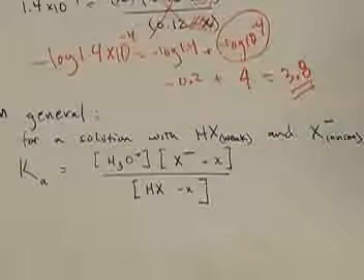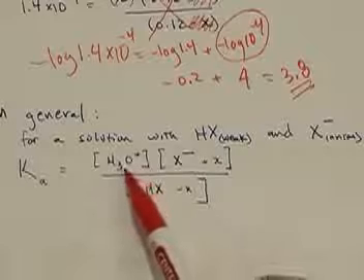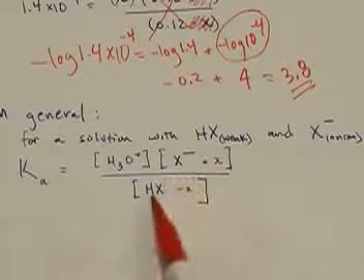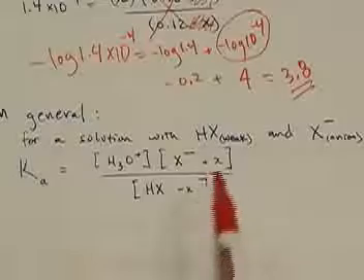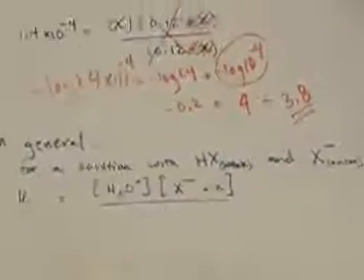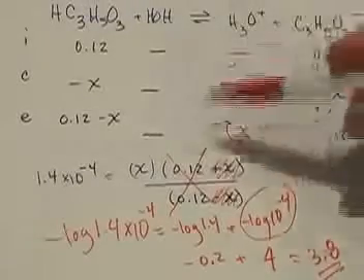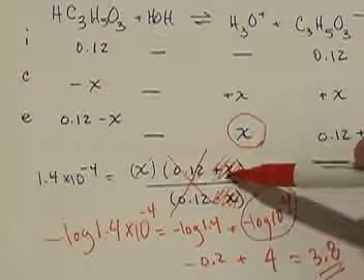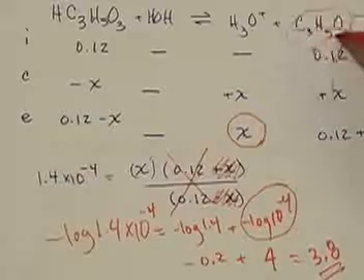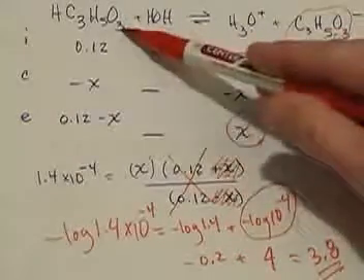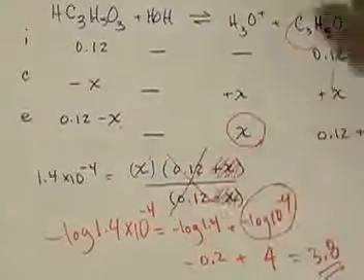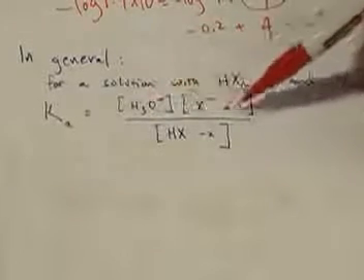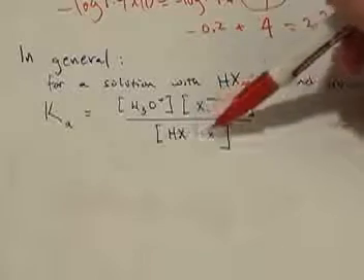We can say that the Ka expression is going to be H3O plus, the product, and its anion, plus X, divided by the concentration of the weak acid minus X. And if you forgot, we just did this up here, where we had the concentration of the H3O plus as X right here, and we had the anion right here, 0.12 molar plus X. And then on the bottom we had the acid losing X. So if you look back at the general one, it's H plus times the anion plus X divided by the acid minus X.